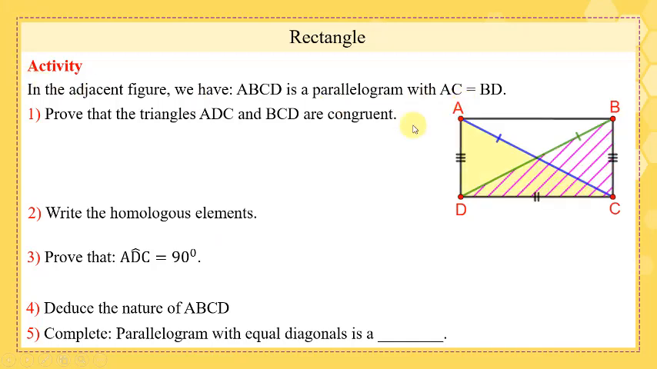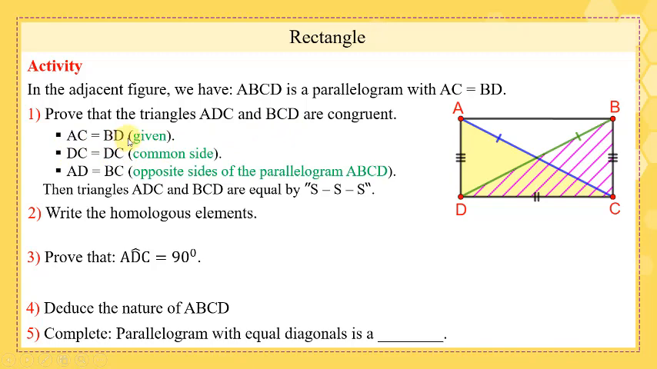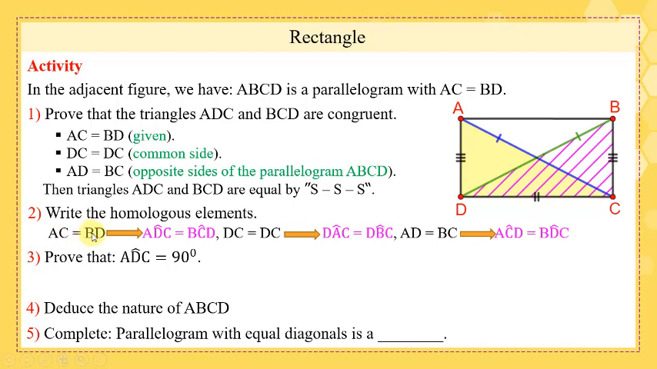This is the solution. In triangles ADC and BCD, we have AC equals BD, given. DC equals DC, common side. AD equals BC, opposite sides of parallelogram ABCD. Then these two triangles are congruent by side, side, side. Write the homologous elements. AC equals BD, then angle ADC equals angle BCD. And DC equals DC, then angle DAC equals angle DBC. And AD equals BC, then angle ACD equals angle BDC.